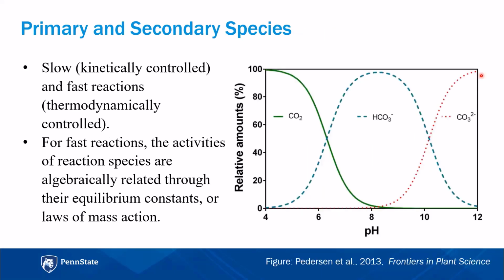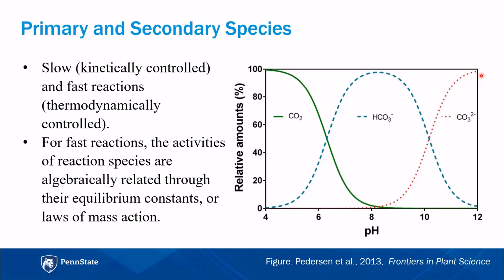And so the last topic that we need to cover to understand how we set up the carbonate weathering reaction in BioRT is the concept of primary and secondary species. In general, some reactions can be slow and kinetically controlled, which is the case for a chemical weathering reaction and why we need that TST rate law. And some other reactions can be fast and thermodynamically controlled, where the activities of reaction species are algebraically related through their equilibrium constants or through laws of mass action.